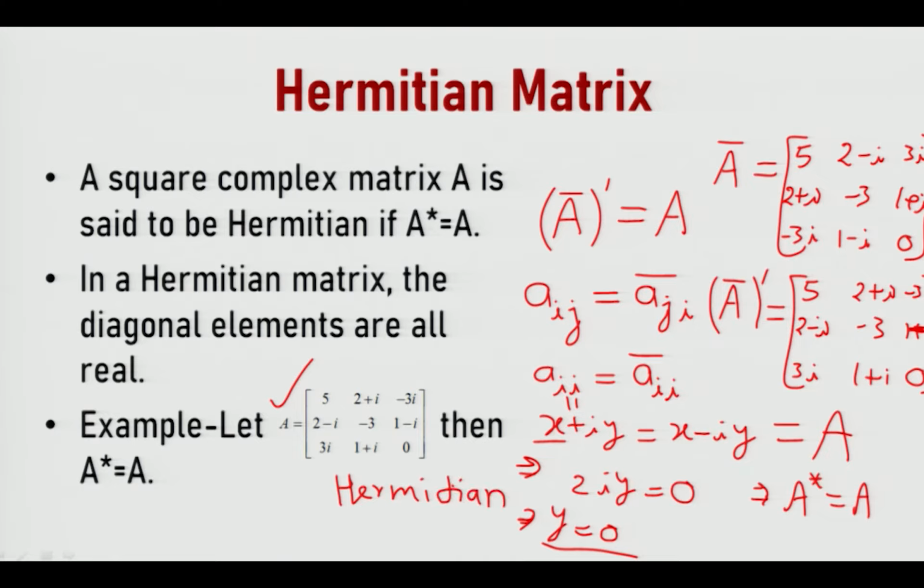So in this way, whenever you have to check whether a given matrix is Hermitian or not, first of all you have to take the conjugate of A and then take the transpose. If the transpose of the conjugate of A is equal to A, which is the given matrix, then you can say that A is Hermitian.